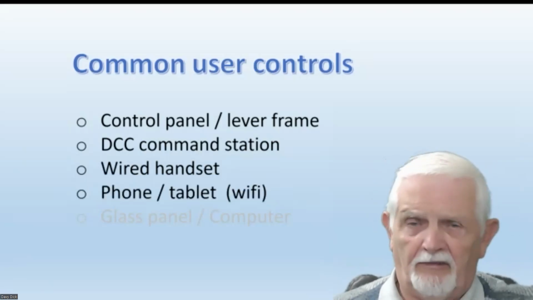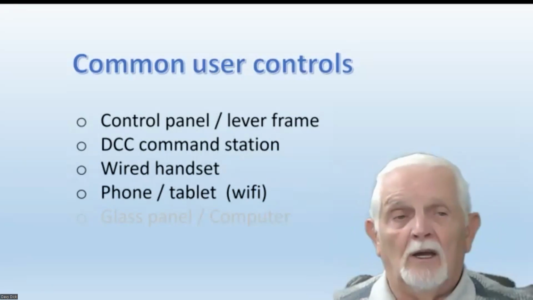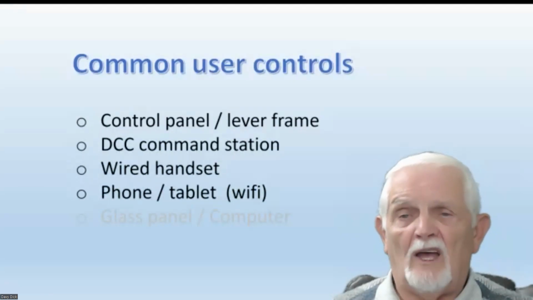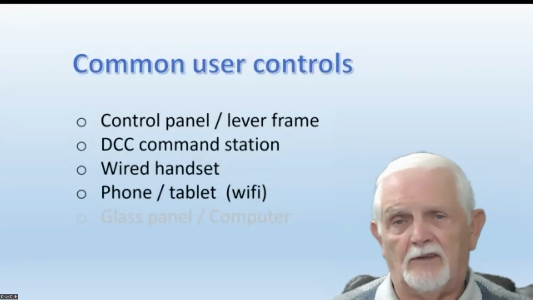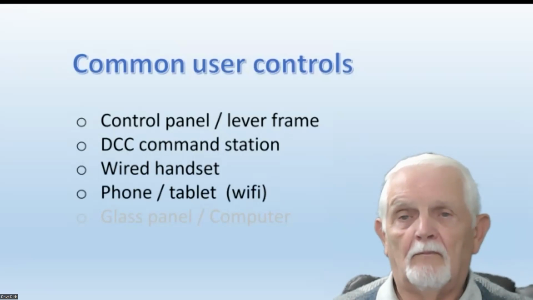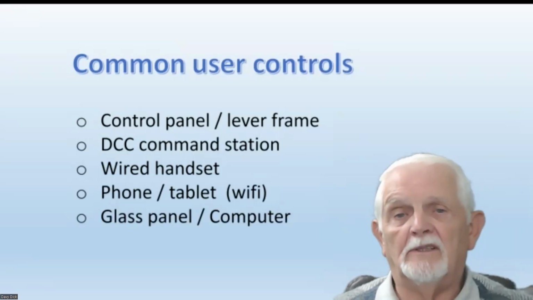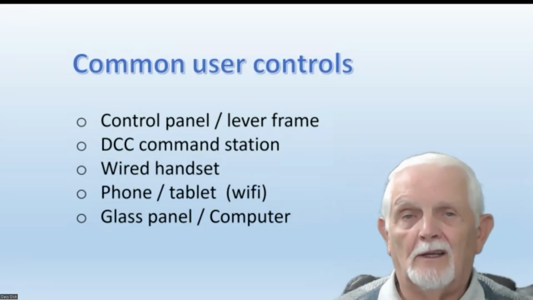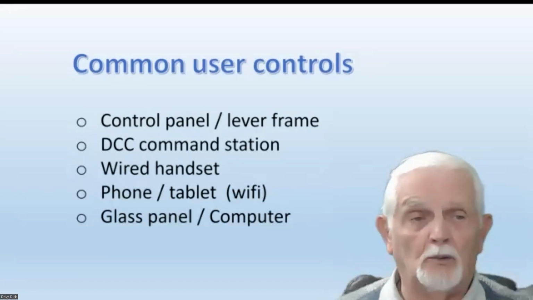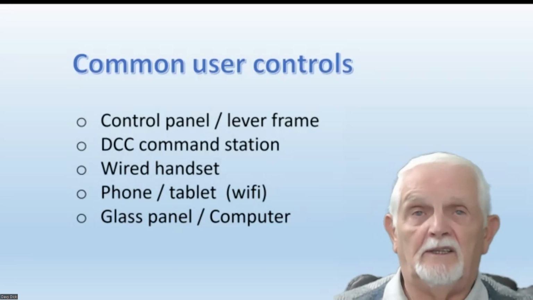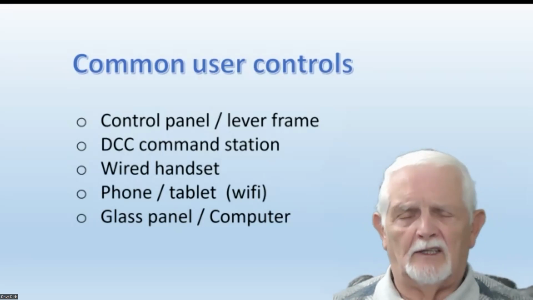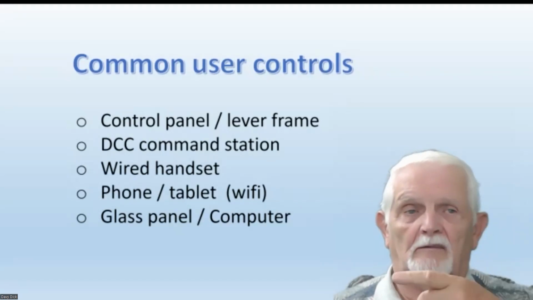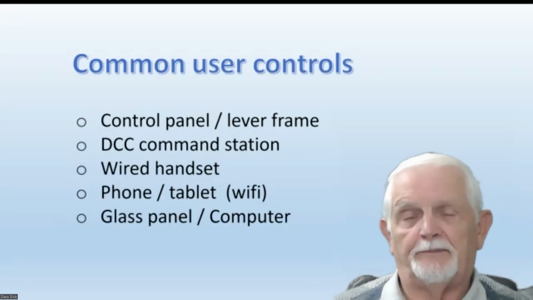Or taking it further, do you want it to be remotely operated via Wi-Fi, using your phone or using a tablet or whatever? Or do you want a permanent glass panel? In other words, a computer screen where you can click on items on the screen, or computer controlled. It's all automated. So it depends. Certain systems lend themselves better to the various options there than others. So we'll look at those along the way too.